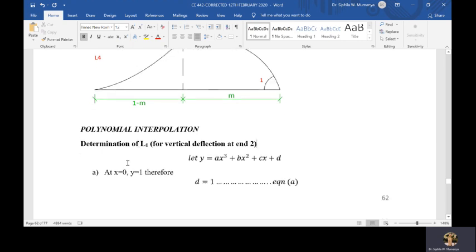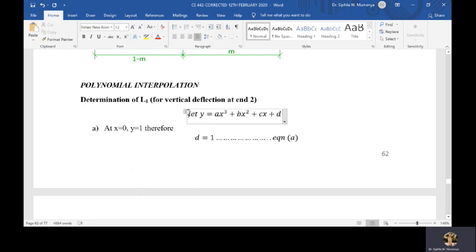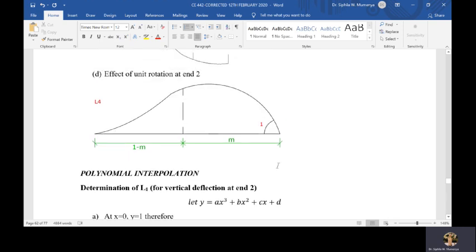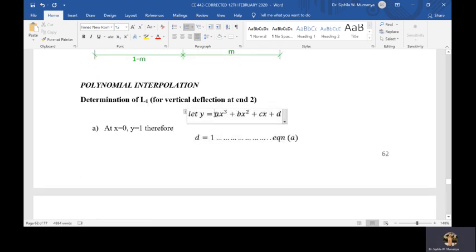If you look at the shape, we want to determine the L1, that is the shape function for a vertical displacement. So let's assume that we have a polynomial relationship of values that we wish to determine. So the value y will be given by ax cubed plus bx squared plus cx plus d. This is just a polynomial which approximates to the shape. And the values a, b, and c will then be determined from the knowledge of the following.